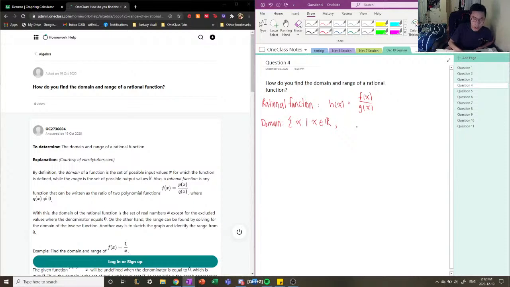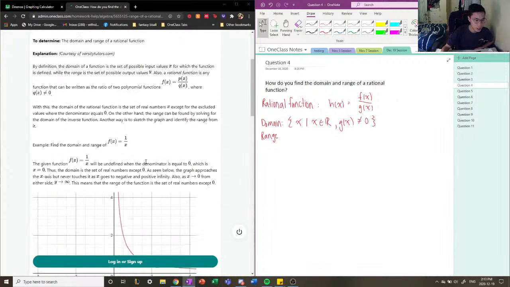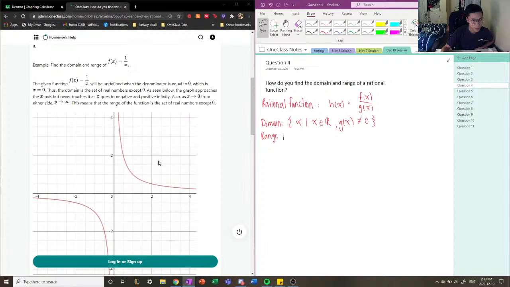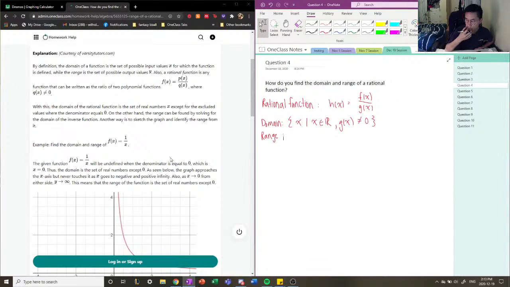Let me just write g of x equal to 0, okay? So that's the domain. Whatever values of x make g of x equal to 0 cannot be within our domain. The range is a little bit more difficult, but we can find the range by finding the inverse function and defining its domain. By defining its domain, we can find the range. So let's look at an example here.